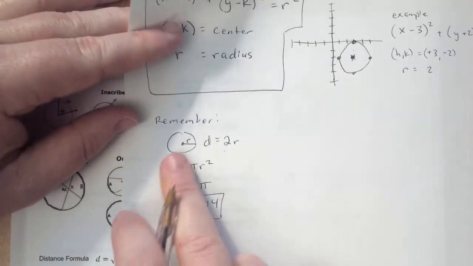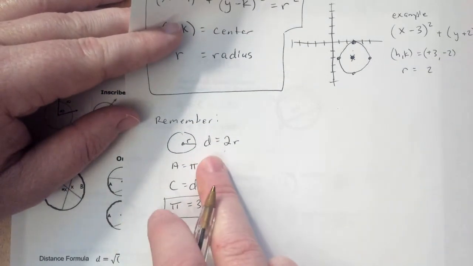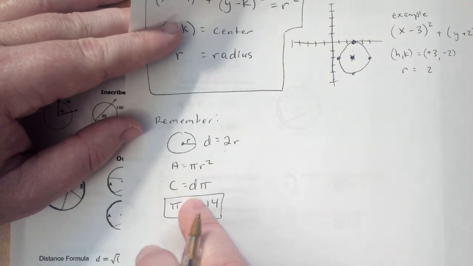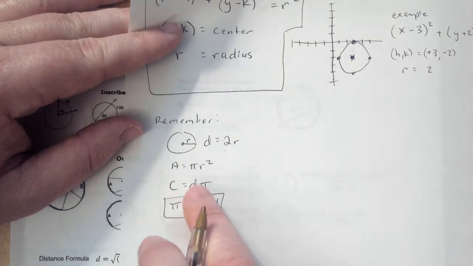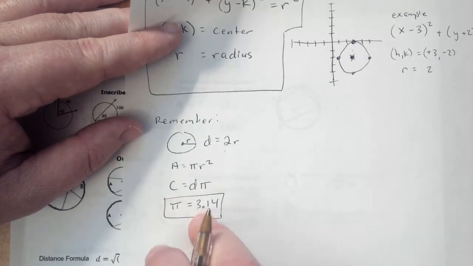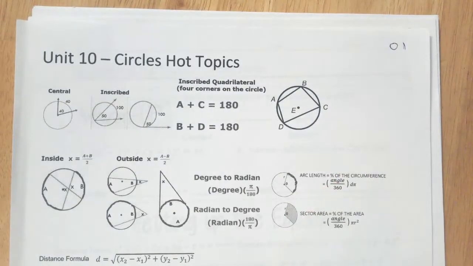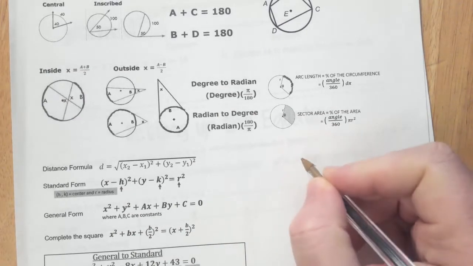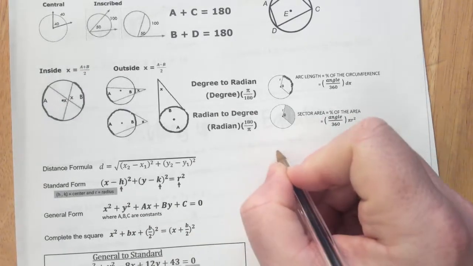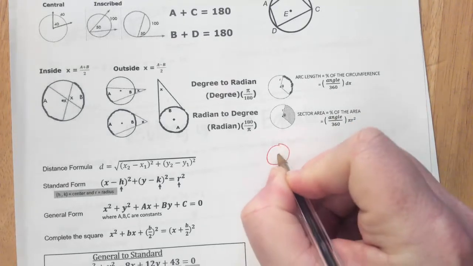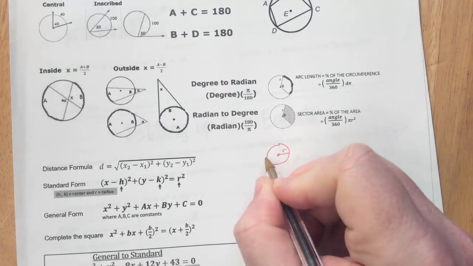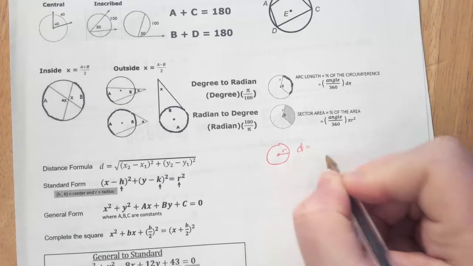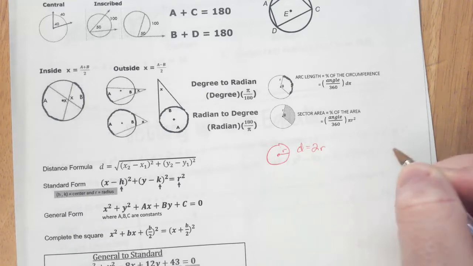You need to remember that d equals 2r, area is pi r squared, circumference, which is the perimeter, is d pi, and pi equals 3.14. You might want to put it on here. We have a bunch of extra space, so let's write that in there. So if we have a circle, this is the radius, and all the way across would be the diameter. And we know that d, the diameter, equals 2r.